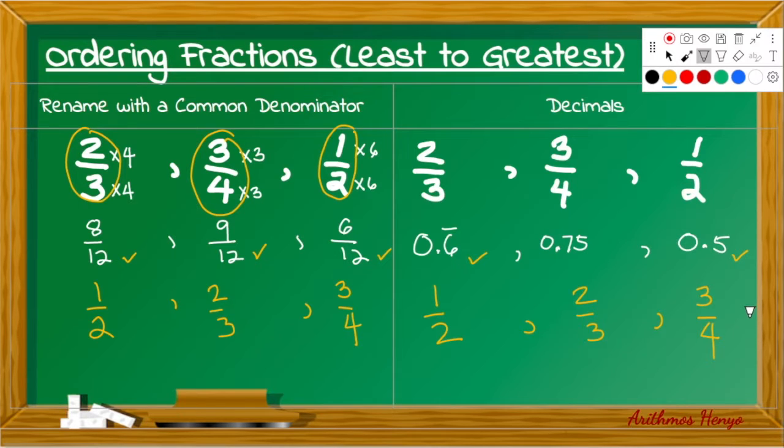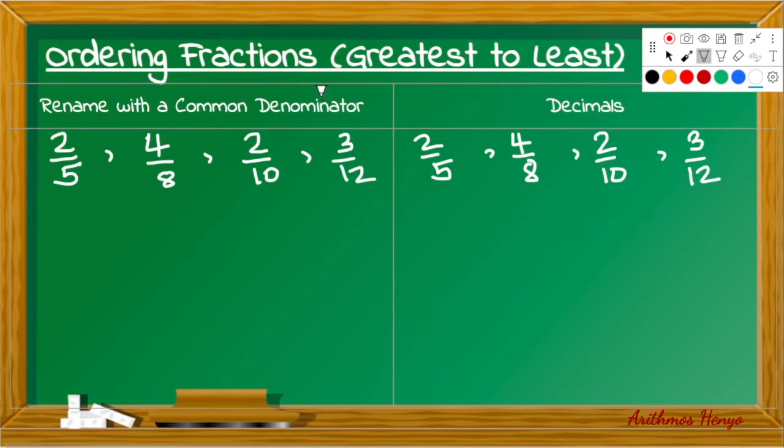Just like what I've said a while ago, choose the method that you are comfortable working with, either renaming with a common denominator or by dividing each fraction to convert it to decimal. This time, we will order fractions from greatest to least. Let's start with renaming with a common denominator. The denominators are 5, 8, 10, and 12. You can actually find the least common denominator, but I suggest to write each fraction, if possible, in lowest form.